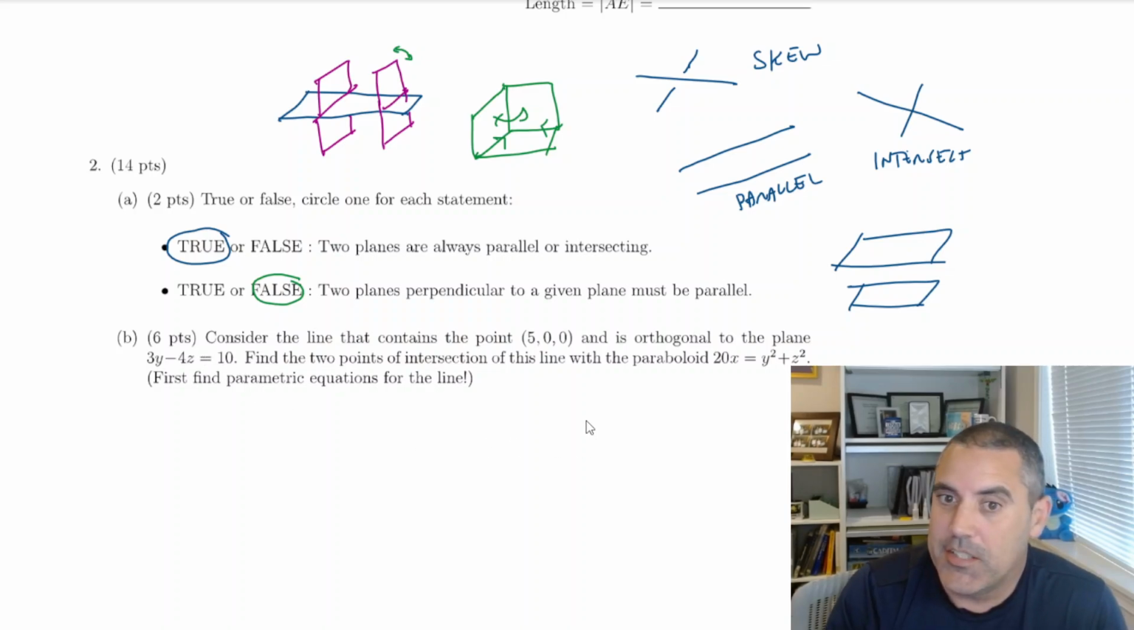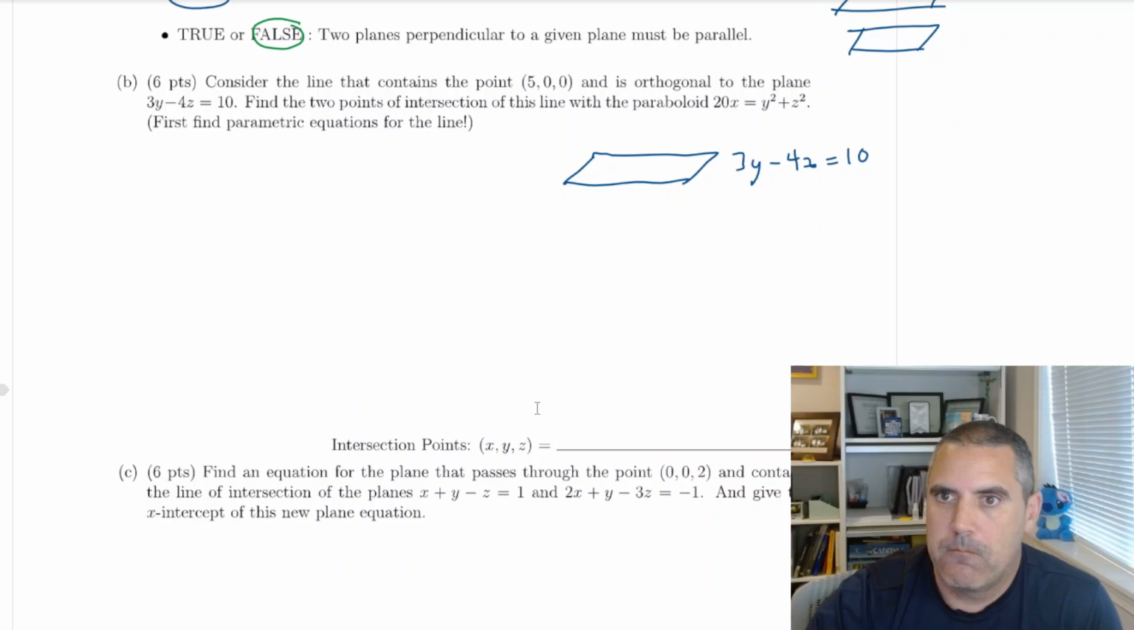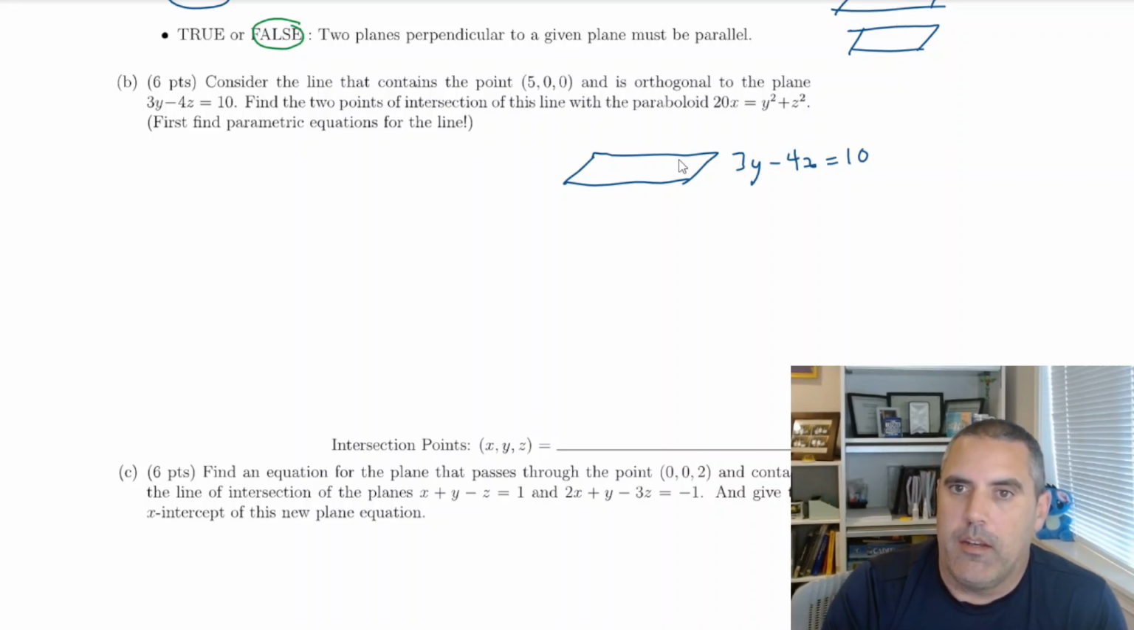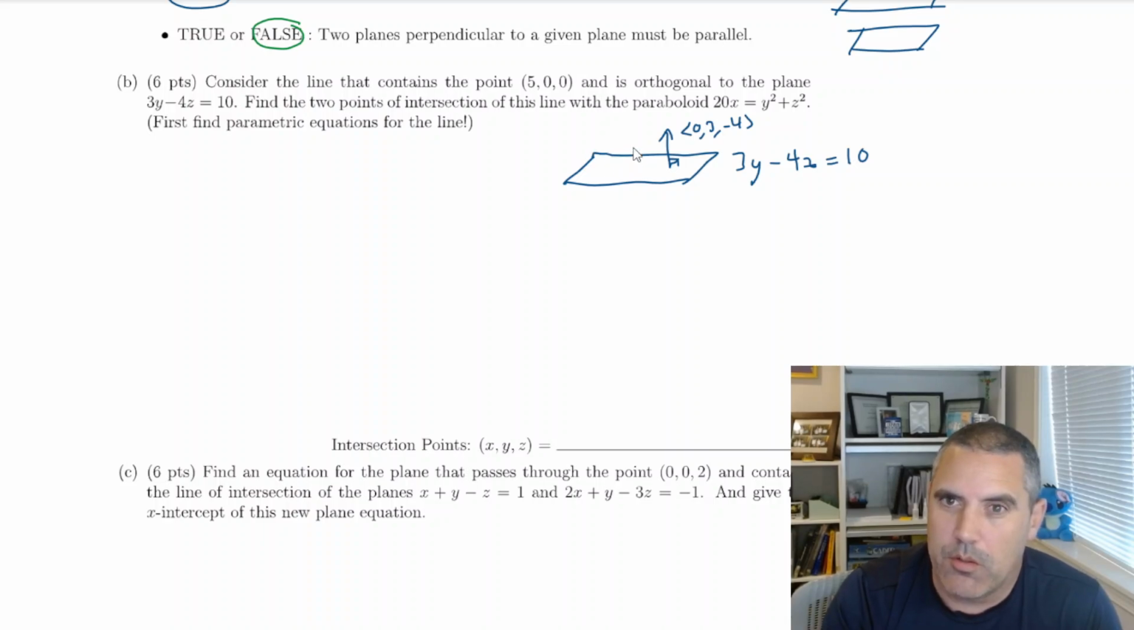Okay, consider the line that contains the point and is orthogonal to the plane. Oh, that's a nice question for us. Why do I say that? As soon as there's mention of a plane, this is what I draw. Let me move this up so you can see it. And I draw a vector pointing straight out of it: 0, 3, -4, 0, because there's no x. Consider the line that contains the point 5, 0, 0, and it's orthogonal to the plane.